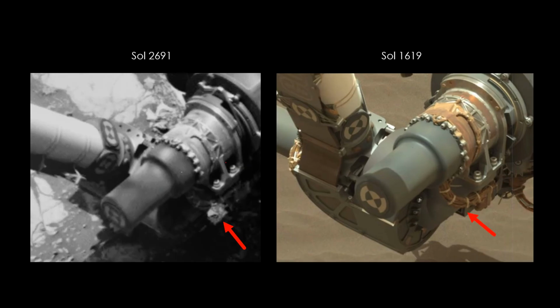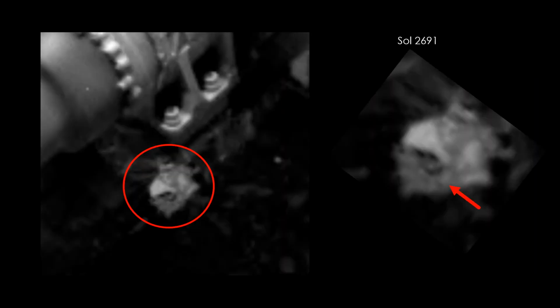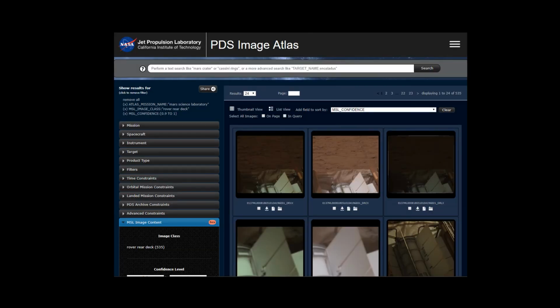This time, in a different image, another object has been added to the same group of wires. In this enlargement, we see an interesting white object has been hung from the wires. It does not belong there. The raw images contain hundreds, if not thousands, of anomalies.